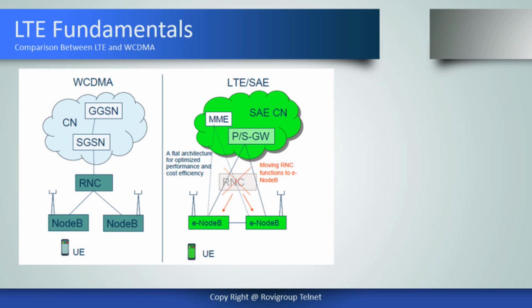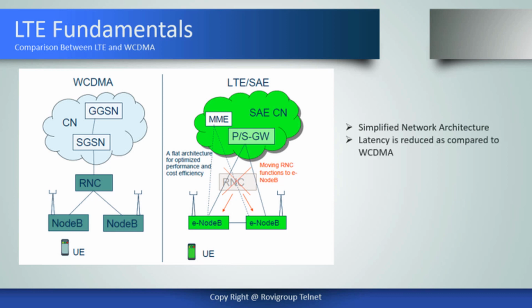Let us have a quick comparison between WCDMA and LTE network. If you can see from the figure, in WCDMA network we have more number of network elements. For instance, we have RNC in WCDMA, while in LTE we don't have RNC, and that functionality is moved to eNode B. So first thing is that there are fewer nodes, and all the processing done by the RNC is now done by the eNode B itself.